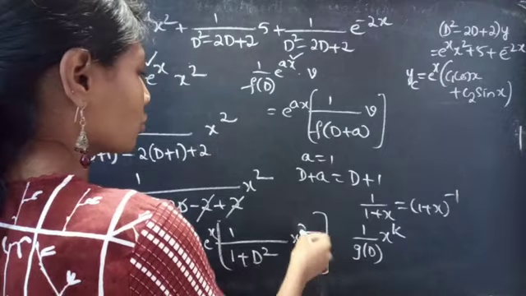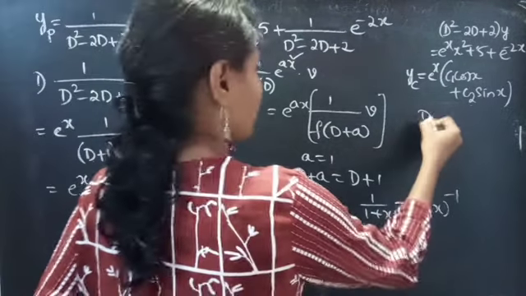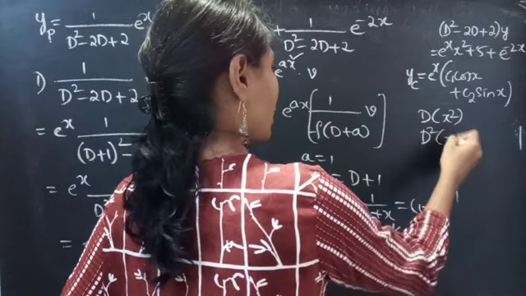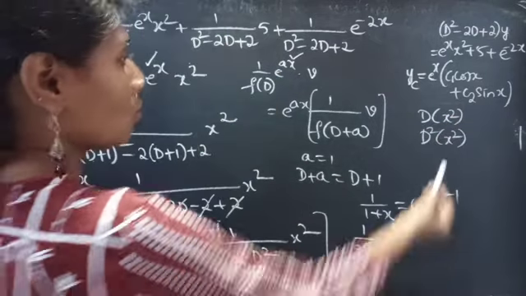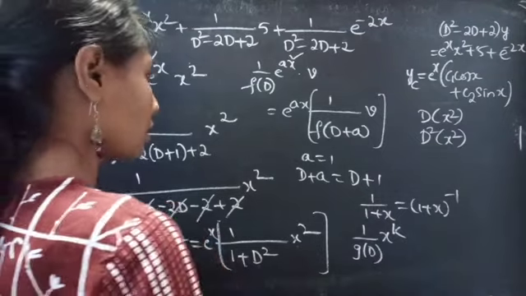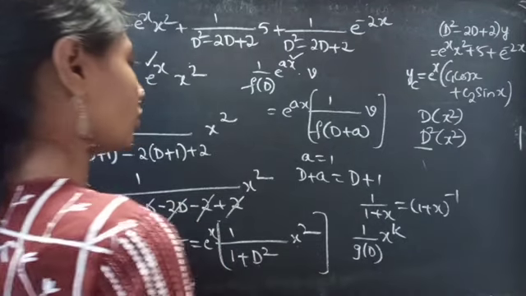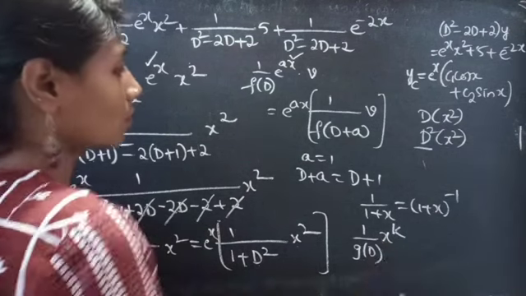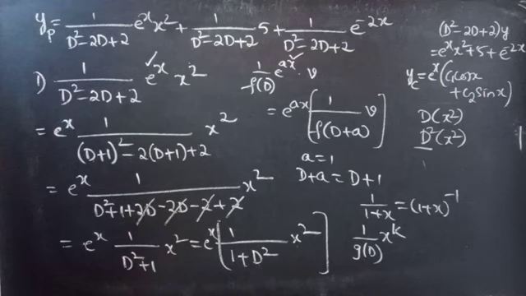For k equals 2, we'll get only the derivatives of x square till D square. From D cube, we'll get derivatives of x square as 0. That means higher derivatives of x square become 0 for k equals 3, 4 and so on. So let's see.